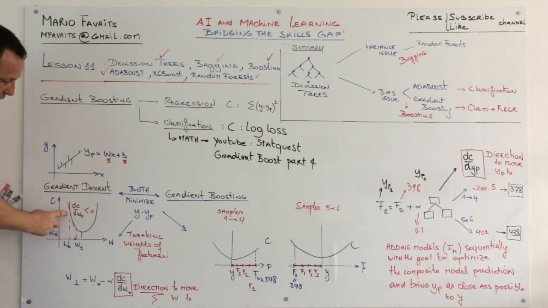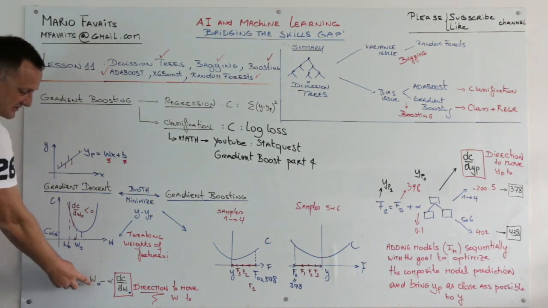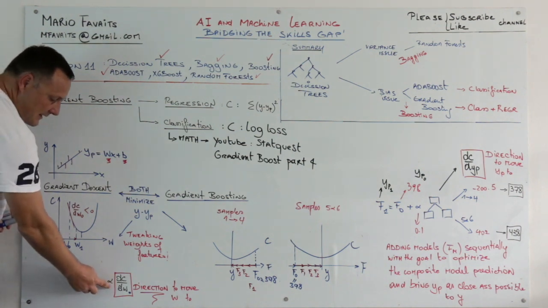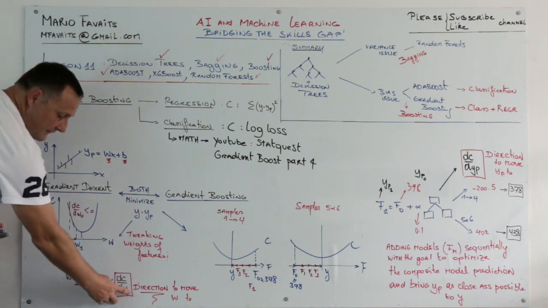And you start with a weight W0. What you do in W0 is you calculate the derivative. And the derivative is the slope of the line tangent to where it hits the curve here. And you see this derivative is negative. So how do I find the new W1? Well, the rule is W1 equals W0 minus alpha times that derivative in W0.